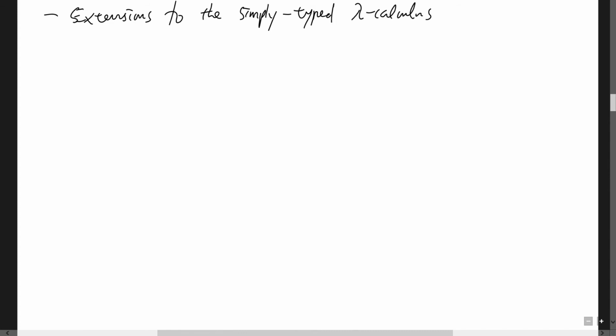This lecture is about extensions to the simply typed lambda calculus. So this is the abstract syntax for the simply typed lambda calculus that we studied so far. So for types, we have this base type and function type.